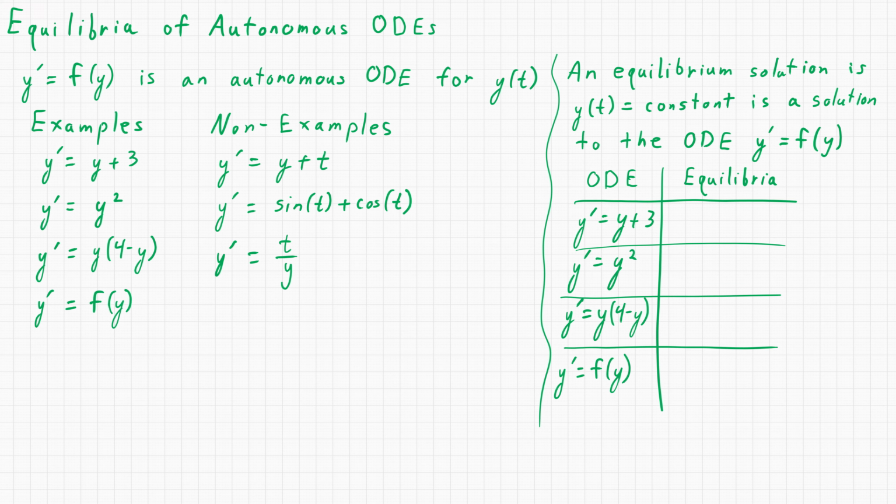In contrast, some non-examples would be things like y prime equals y plus t. This is not an autonomous ODE because we have t appearing in the differential equation. Same thing here, we have y prime equals sine of t plus cosine of t. That one doesn't have y anywhere, so that's not an autonomous differential equation. Same thing here, we have y prime equals t, the independent variable, over y, the dependent variable. It's not autonomous because t is appearing on the right-hand side here.